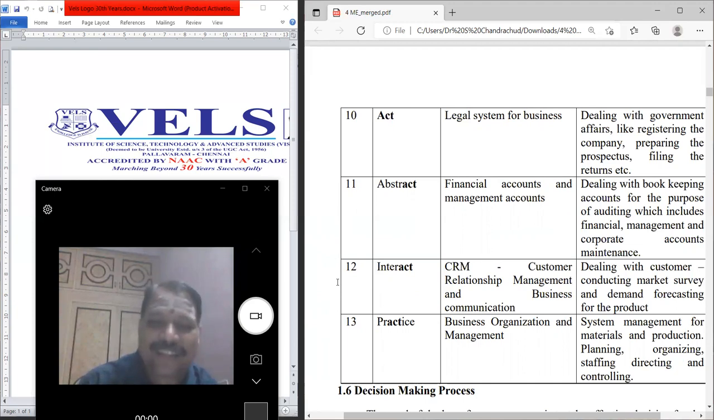Finally, all these 12 should be practiced. The business organization relies on practice only. We have to know what all the good practices are. So system management for materials and production, planning, organization, staffing, directing. So as a manager, you should know these subjects. That is why your particular degree has all these subjects.